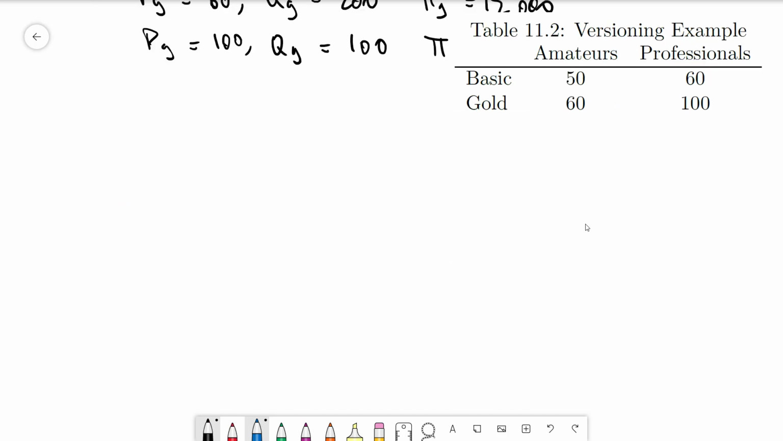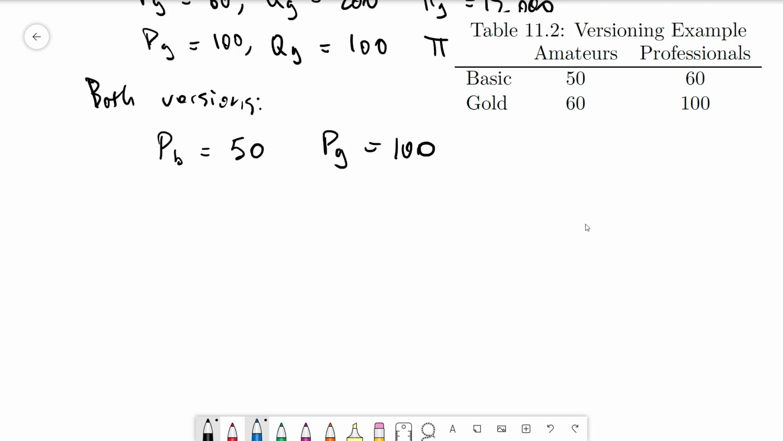Let's see what happens if we sell both versions. The whole point of versioning is to get the professionals to buy the gold version while letting the amateurs buy the basic version. If both end up buying the same one, we've defeated the entire purpose of versioning, and we would be better off just selling the gold version by itself. At first pass, it might seem tempting to choose the price of the basic as 50, which is the amateur's willingness to pay, and the price of the gold at 100, which is the professional's willingness to pay for that version. Here, the price of the gold is way too high for the amateurs, so they're definitely going to buy the basic. But what about the professionals?